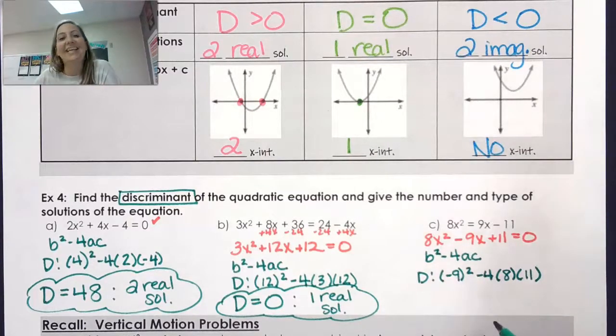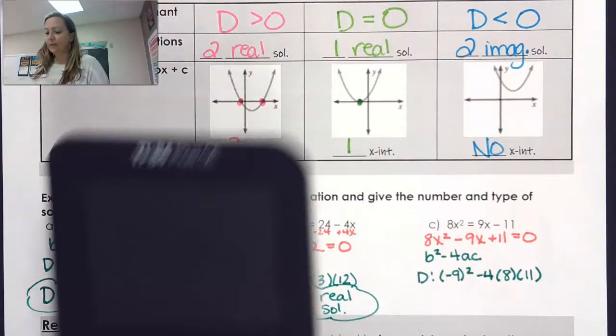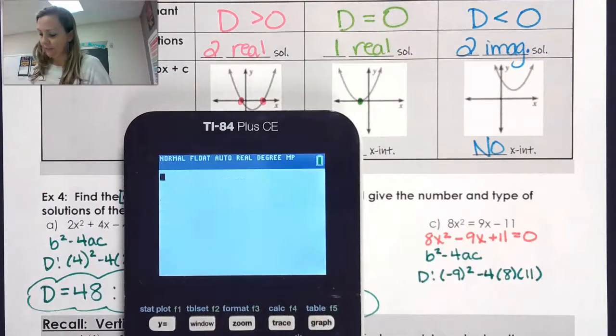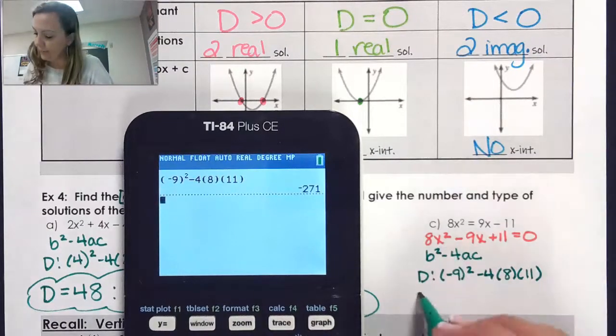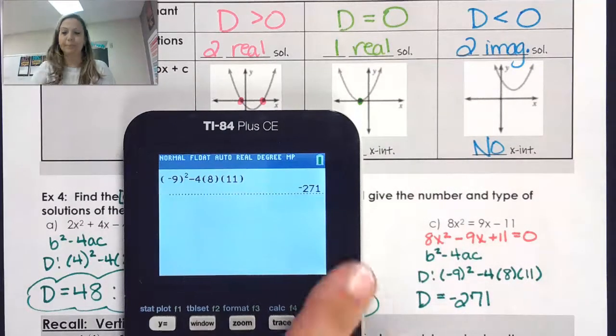But if you put that in the calculator, remember to make sure that you put it in the calculator with the parentheses in it. So like if you're putting this in, you guys, make sure you put negative 9 in parentheses. So important. And so we end up getting that our discriminant is negative 271.